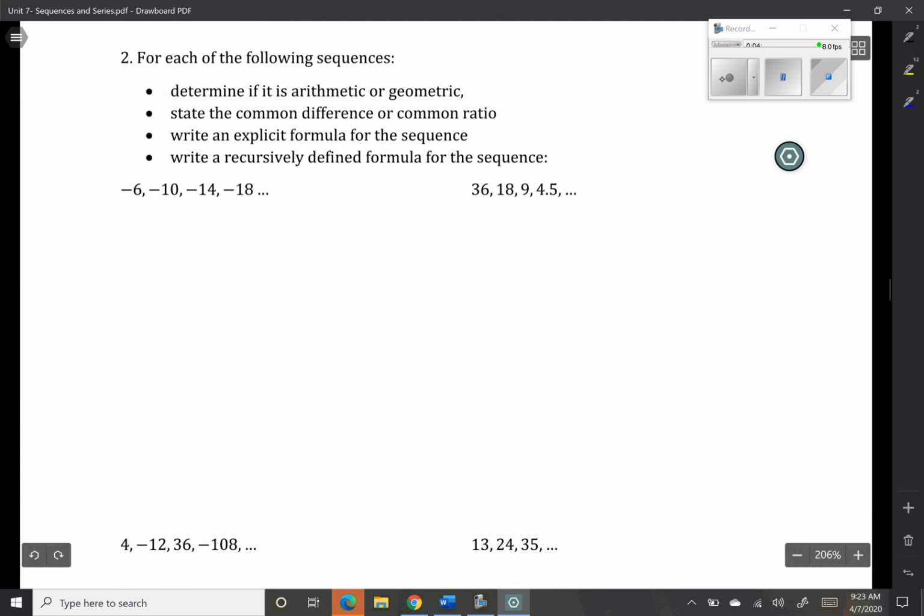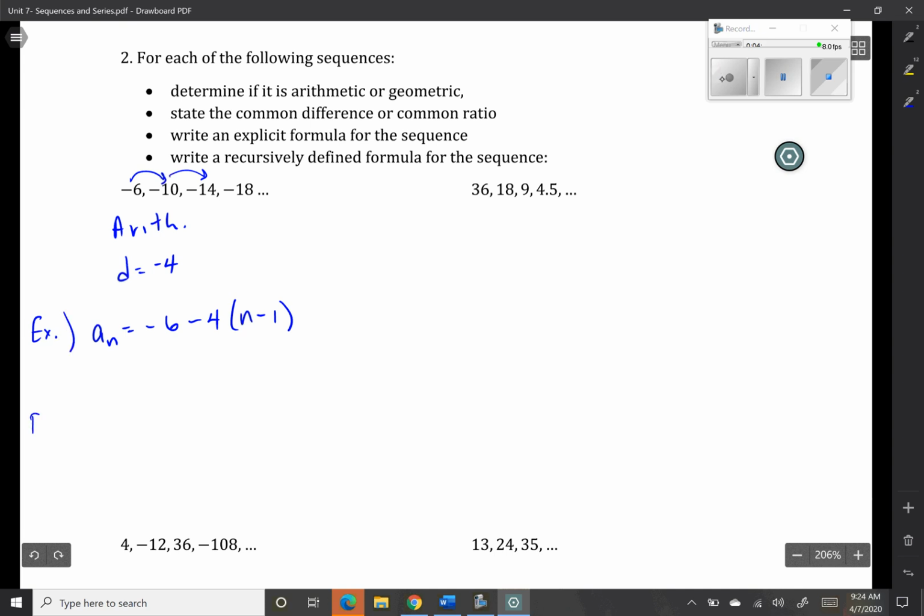For each of the questions on the next page, what we're asking you to do is determine: is it arithmetic or geometric? State the common difference or common ratio if there is one. Write an explicit formula, and write a recursively defined formula. The first one is arithmetic. The common difference, to get from negative 6 to negative 10 to negative 14, each time I'm going down by 4, so negative 4. The explicit formula would be a sub n is equal to the first term minus the common difference, since it's going down instead of up, I'll use a subtraction, times n minus 1. This would be the explicit formula.